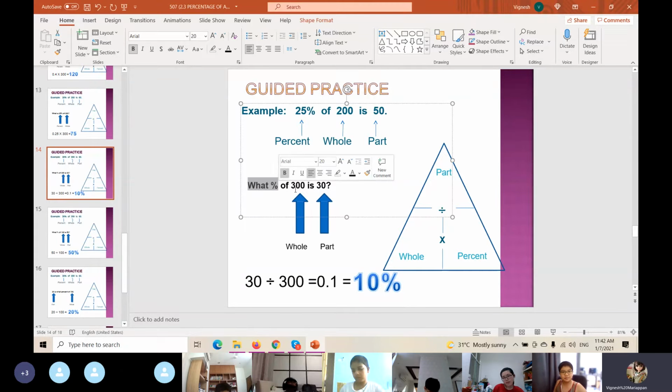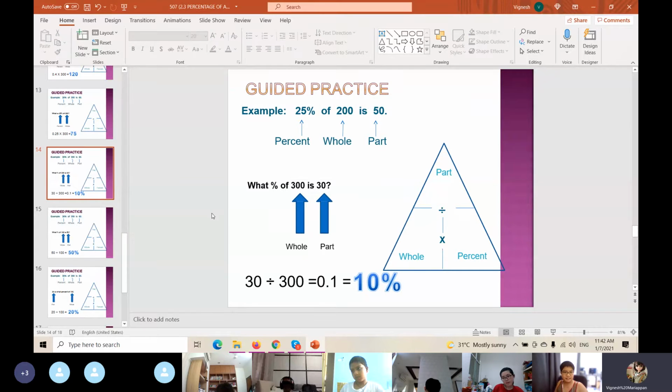to find the value of percentage, right? So you have to refer back to the pyramid. Pyramid is important. Since it is percentage, you don't know the value of the percentage. You only know the value of whole number. You only know the value of part number, correct? So the formula is what? Part divide whole. Very good.